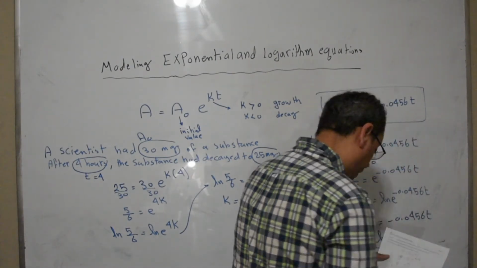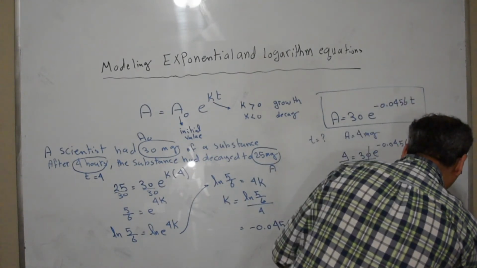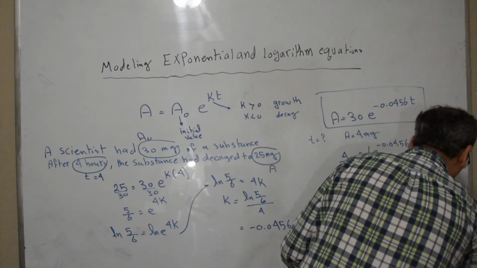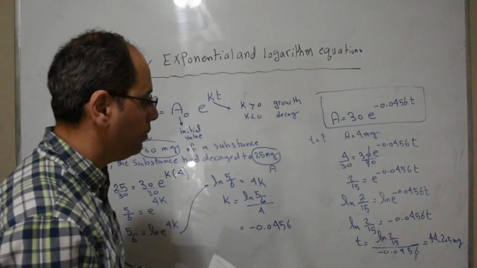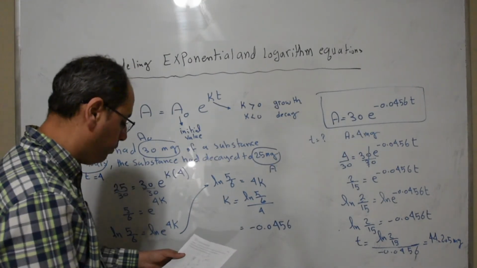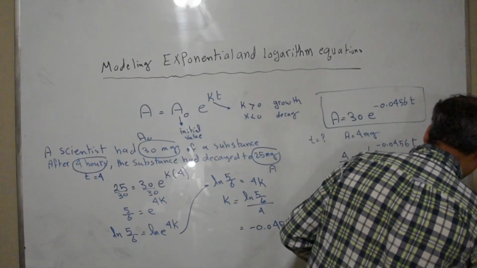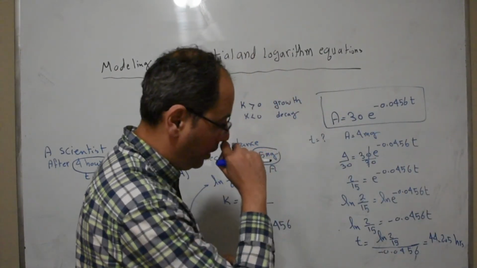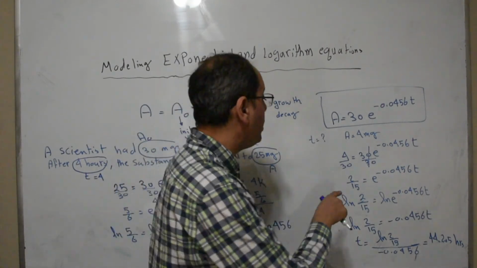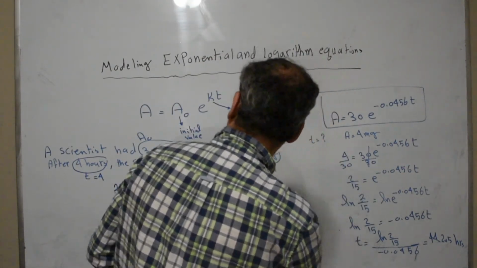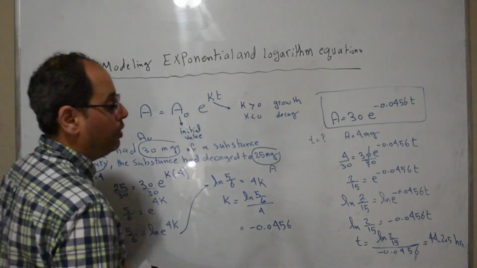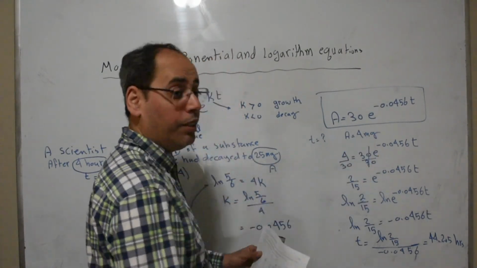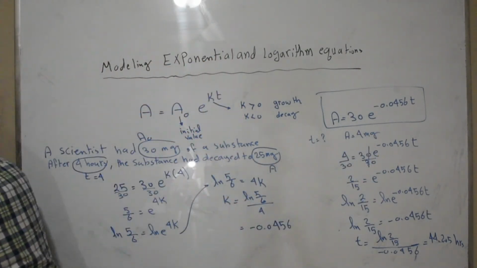Which is equal, I got here, 44.205. I'm sorry, that's hours. So it's time, so it must be in hours. Okay, so what does it mean? That means it takes this substance, these 30 milligrams, 44.2 hours to be 4 milligrams. So the decay is really, really fast.